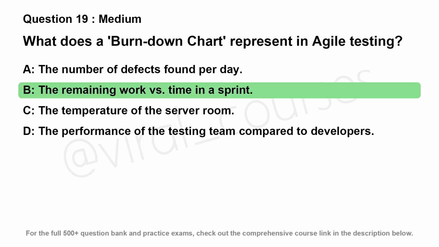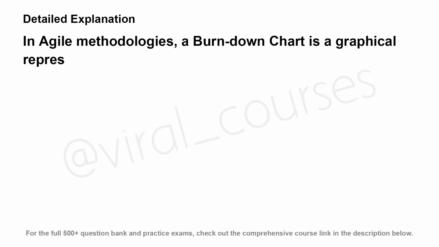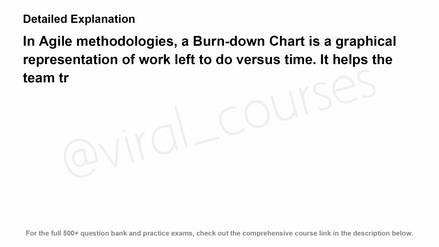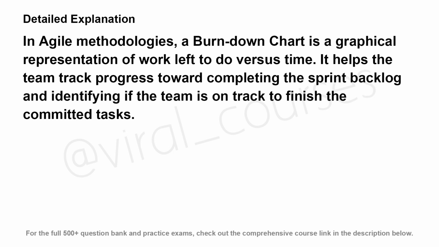The correct answer is B. In Agile methodologies, a burn-down chart is a graphical representation of work left to do versus time. It helps the team track progress toward completing the sprint backlog and identifying if the team is on track to finish the committed tasks.